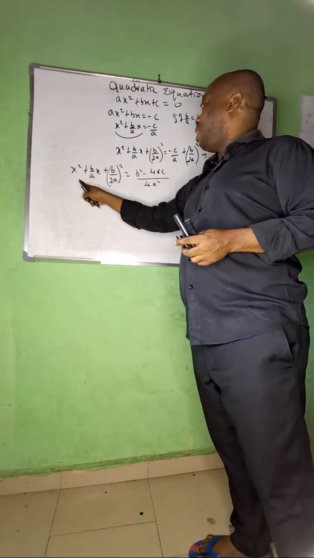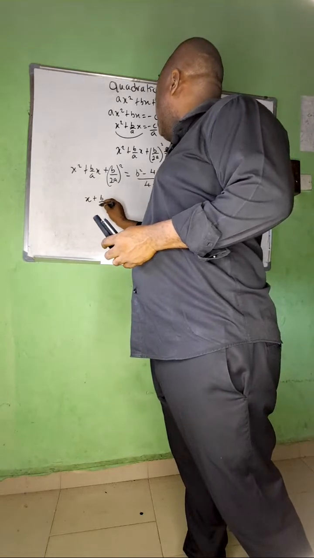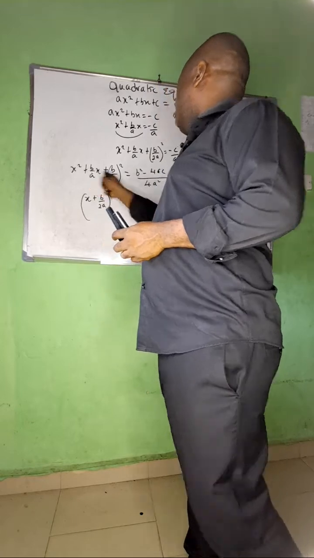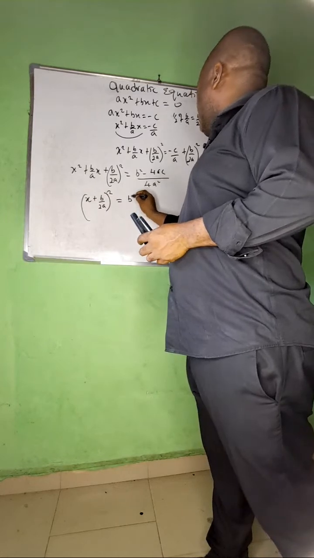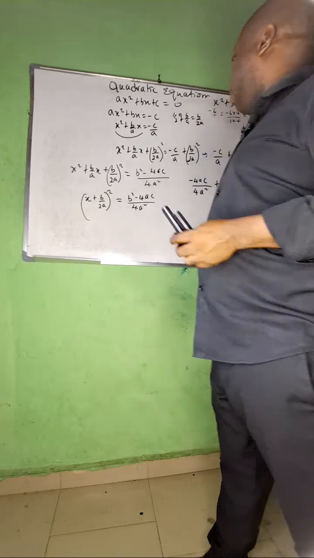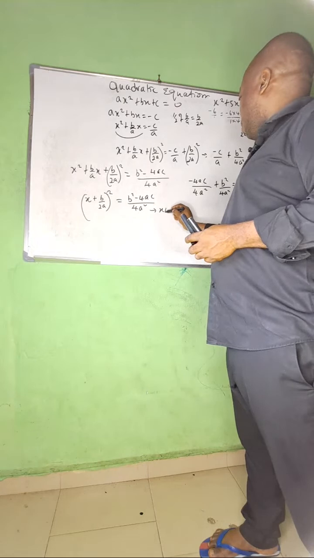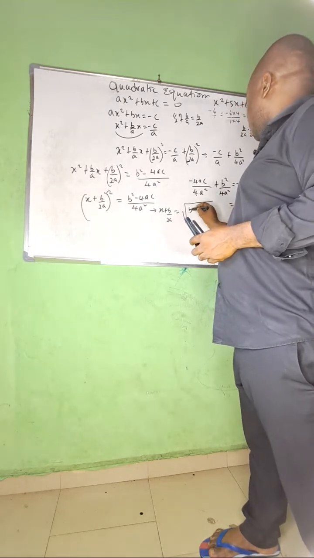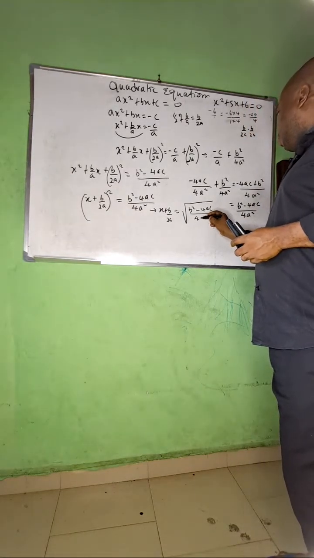Now this left hand side is factorizable. We factorize it as x plus b over 2a squared. Try it, expand this, you will see you get this. We've completed the square. We have b squared minus 4ac all over 4a squared. Now I can take the square root of both sides. I have x plus b over 2a equals the square root of b squared minus 4ac all over 4a squared.